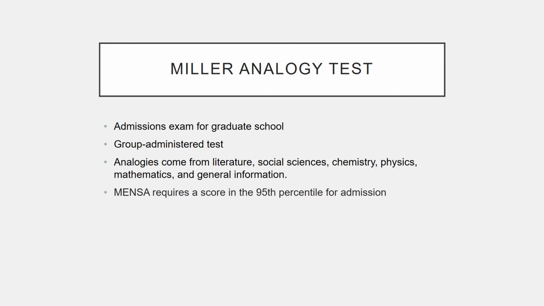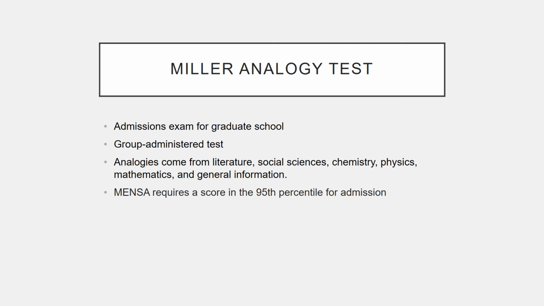Then we have the Miller Analogies Test. This is an alternative which is used for applying to graduate school. Some more engineering focused degrees, and some other schools, require the MAT instead of a GRE. This test is group administered. It's kind of interesting because it's given either verbally or on the computer, but most of the time it's on the computer. And it's fully focused on analogies. So the entire test is analogies, and it pulls from subject areas like literature, social science, chemistry, physics, math, and just general information.